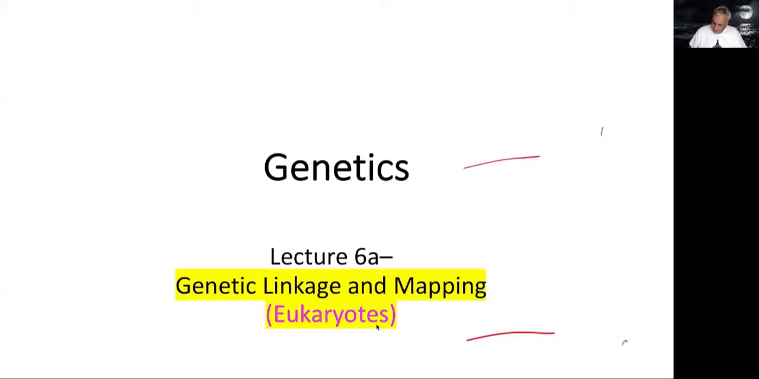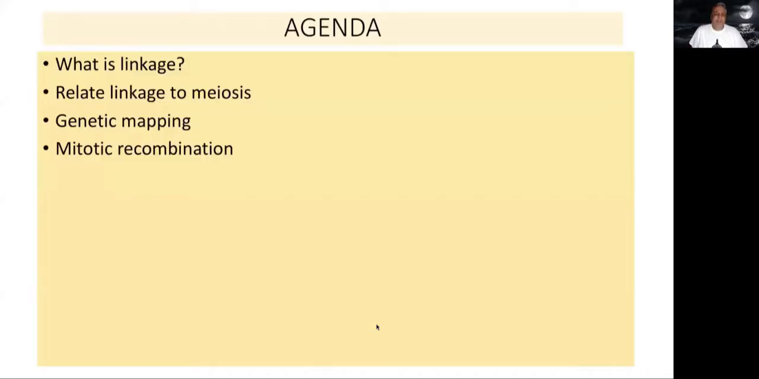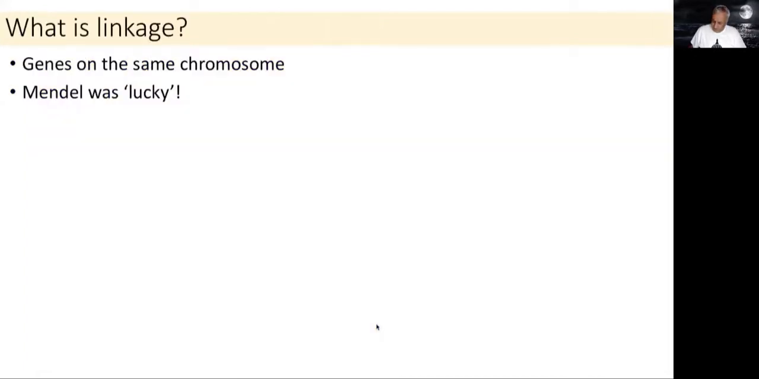The next slide should be on the next page. There it is. So the agenda is quite straightforward. We're going to talk about what is linkage and define that. And then we'll move on to combine our understanding of linkage with what we already know about meiosis. And then we'll spend some time looking at genetic mapping. And we'll finish off by looking at mitotic recombination. Okay, so let's go to the next slide.